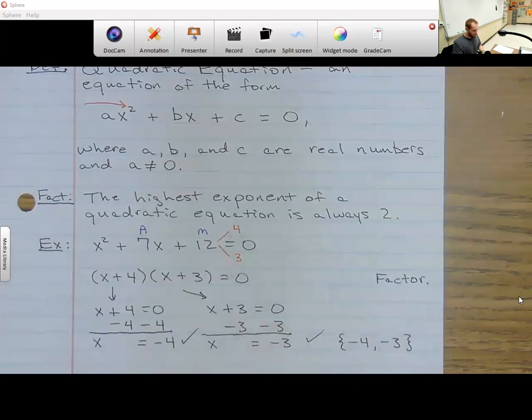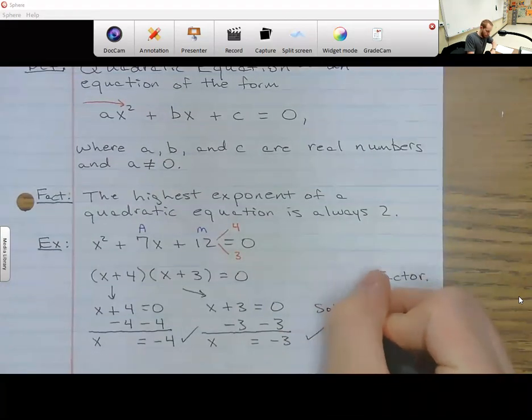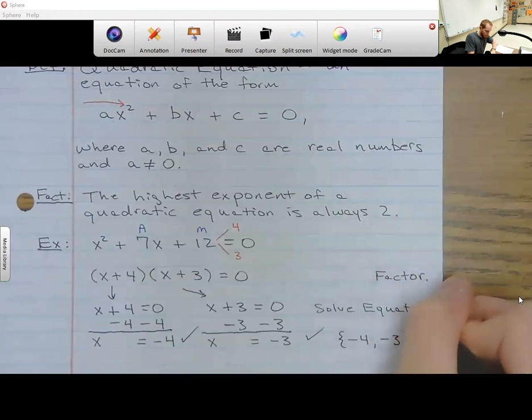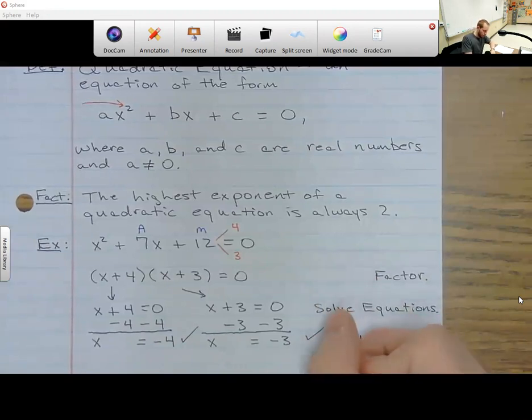Okay, so we factor first. And then the next step is we solve equations. And then the last step is we write our two answers in a solution set. So this is called a solution set.